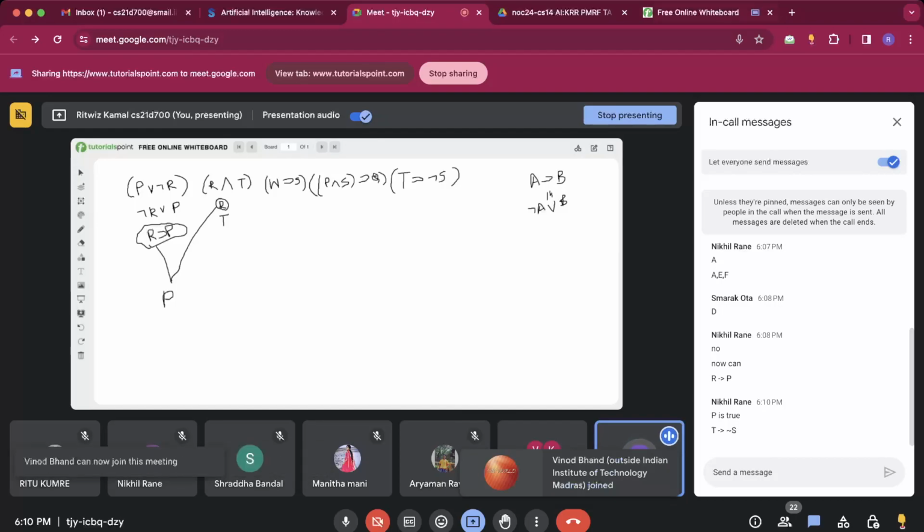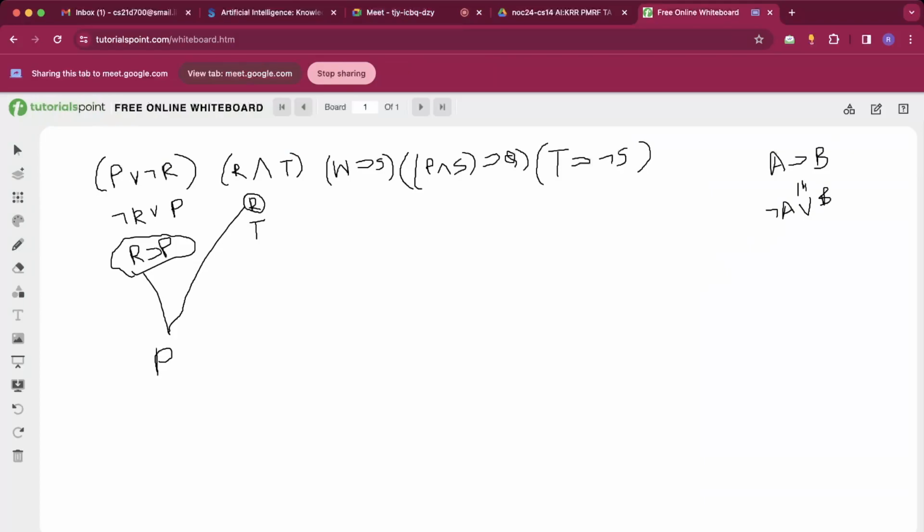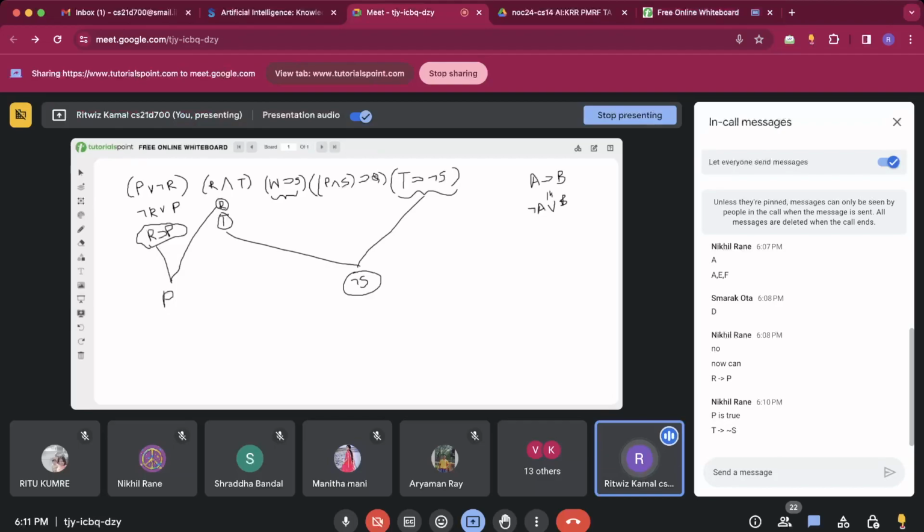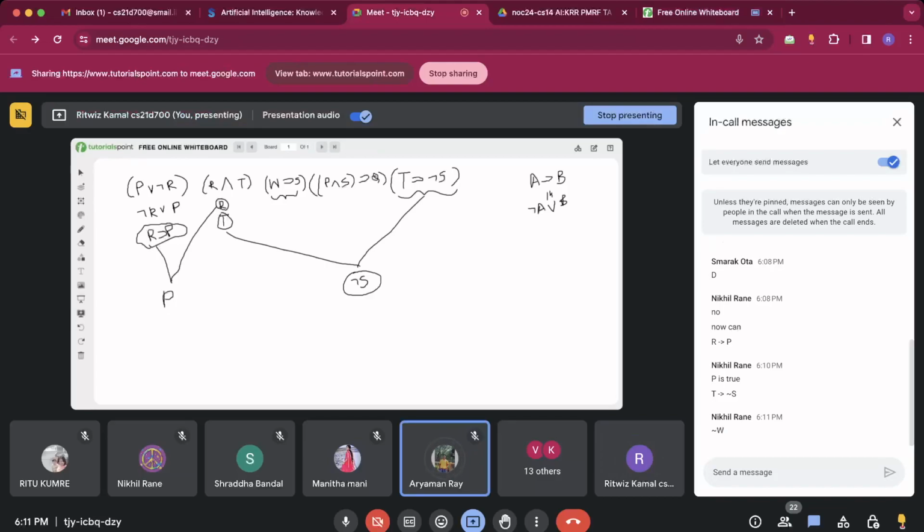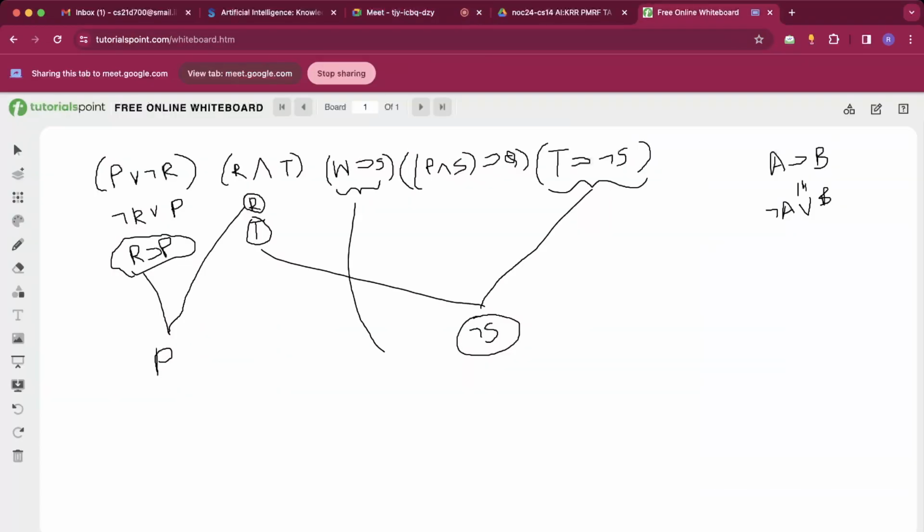Exactly, T implies not S. So we have T over here, and T implies not S. So we will have, using these two, not of S, right? Now we have not S, and we also have W implies S. So can we deduce something from these two? Exactly, that's correct. So we can use these two to derive not of W using modus tollens.